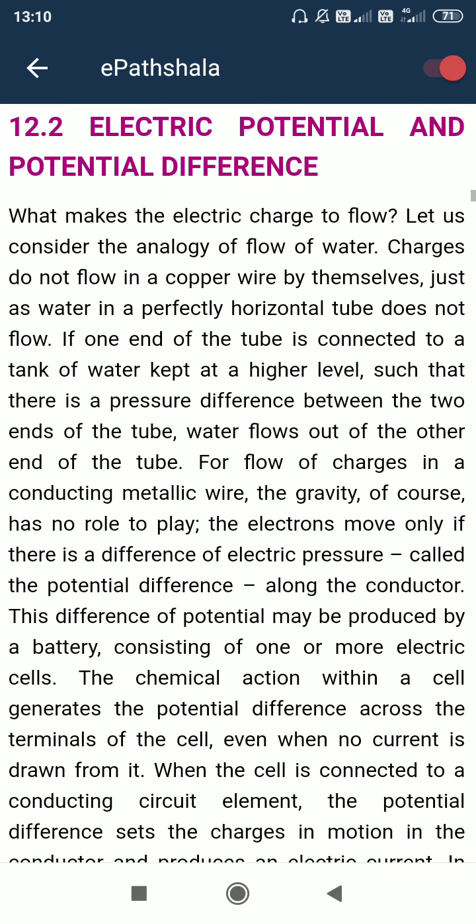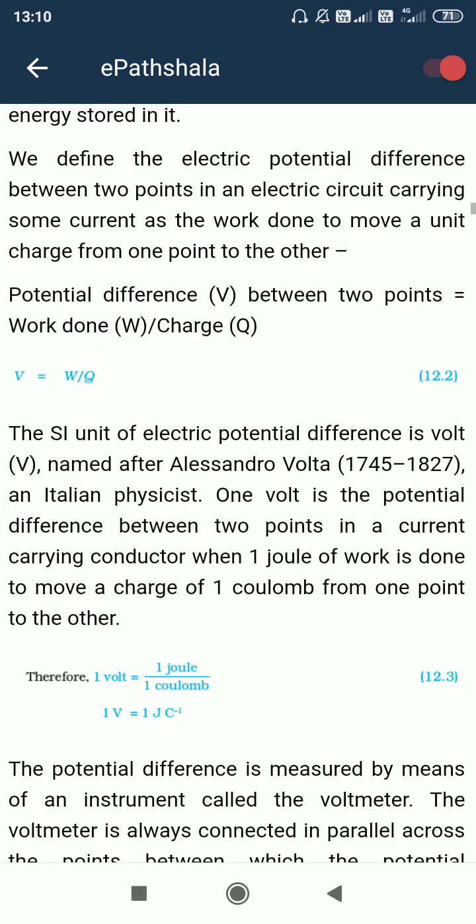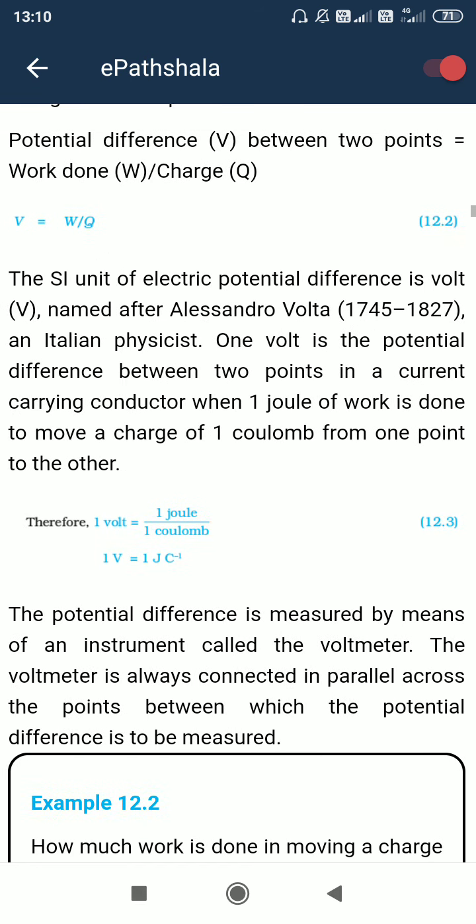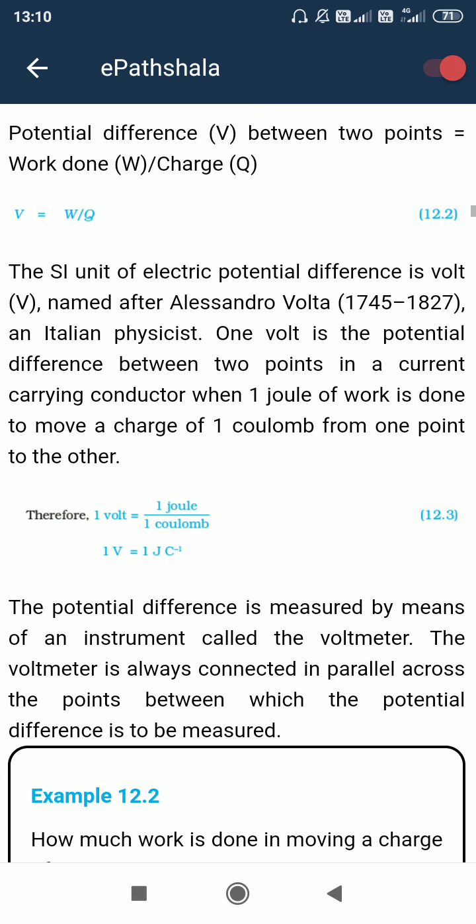That is actually the potential. Electric potential is like height: from a high level to a low level, water moves. Likewise, from high potential to low potential, electrons move, so electric current is there. Potential difference is the difference between the potential at A and the potential at B.